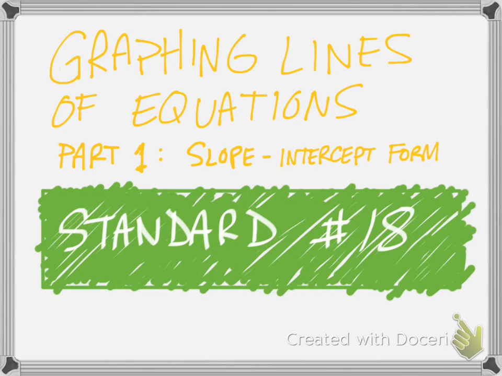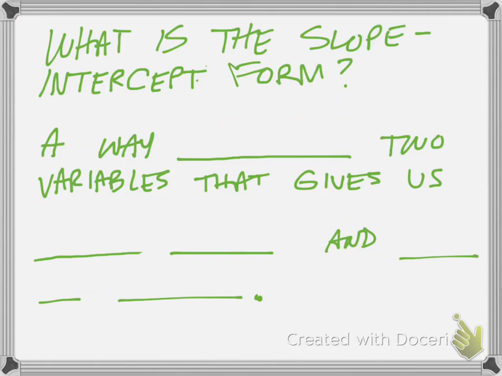For our next two standards, standard 18 and 19, we're going to be graphing lines of equations. Standard 18, we're going to look at the slope-intercept form, which I think you have some familiarity with. So what is it? Besides just knowing that it's y equals mx plus b, which I think a lot of you could have told me.